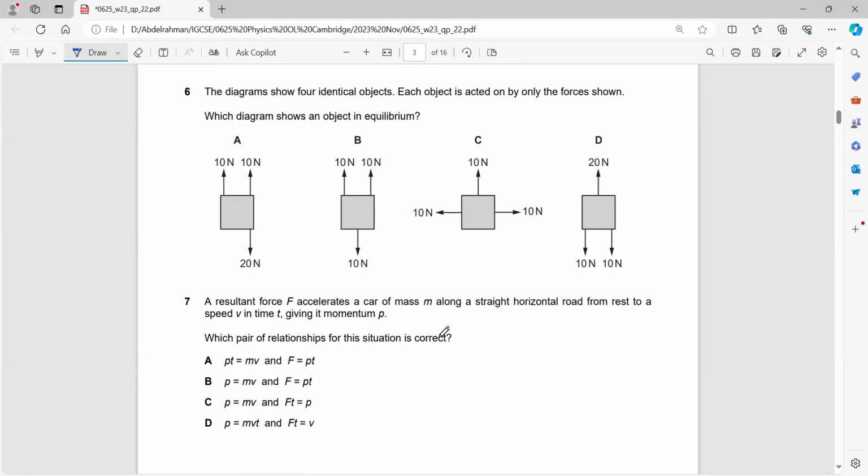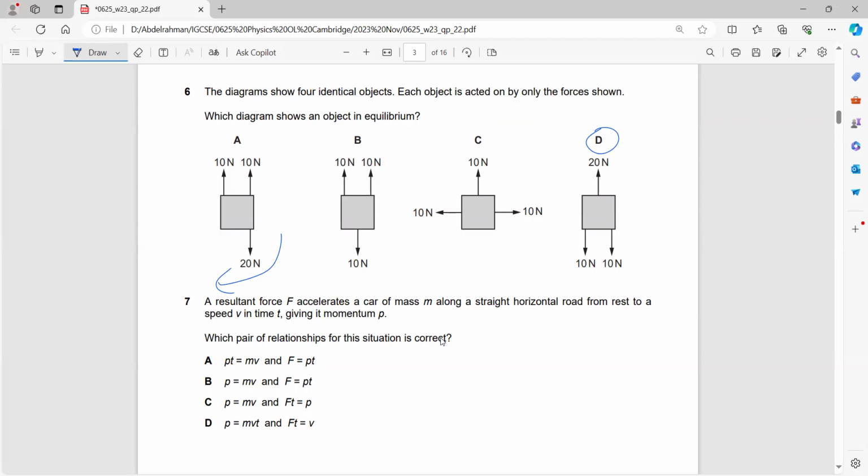It is D. Yes, it is D. The upward forces are equal to the downward forces, and this object will not rotate. A will start to rotate. Why? Because there is a resultant moment.